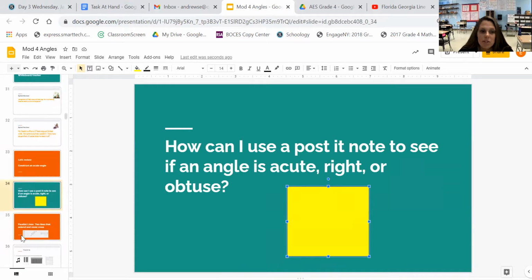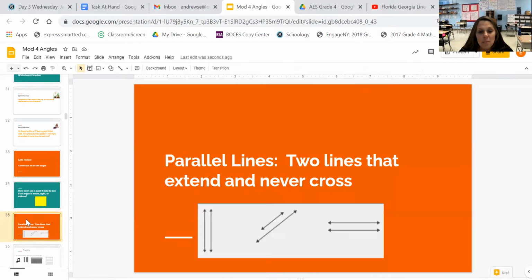All right, so let's start with our first vocab word or precise word. And today, our first one is parallel lines. A parallel line, they're two lines and they extend and they will never cross. No matter how far they extend, they're never gonna meet.